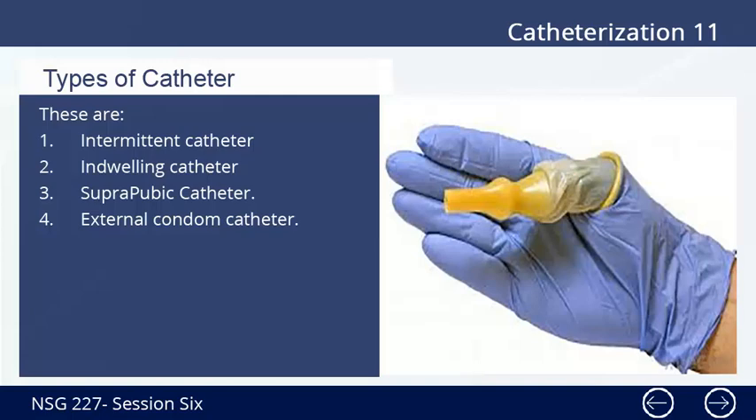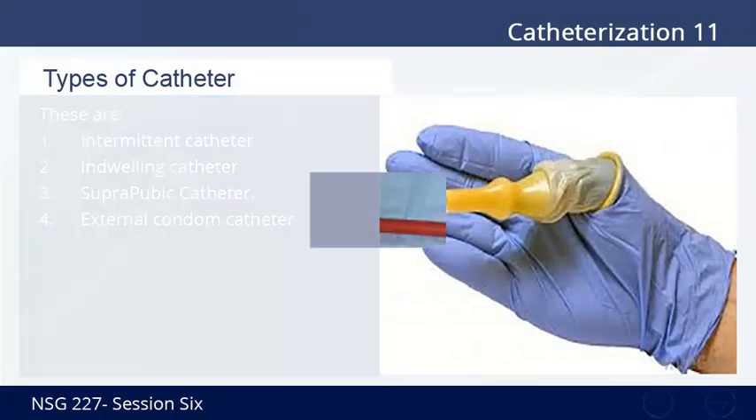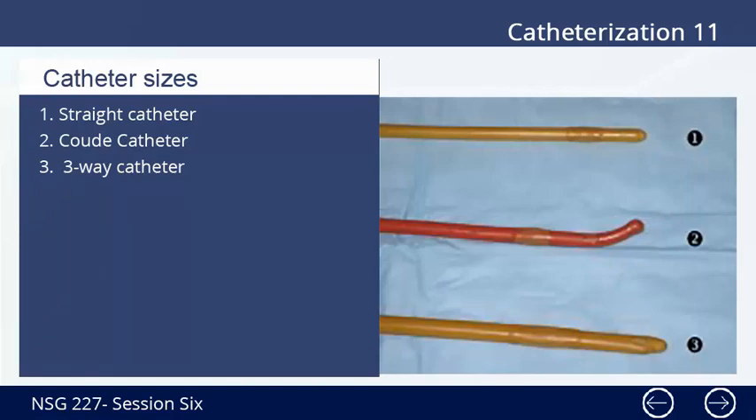3. Suprapubic catheter. This type of catheter is inserted into the bladder through a small incision above the pubic area. It is used for continuous drainage. 4. External condom catheter. Catheter sizes. The French scale is used to denote the size of catheters. The smaller the number, the smaller the catheter.